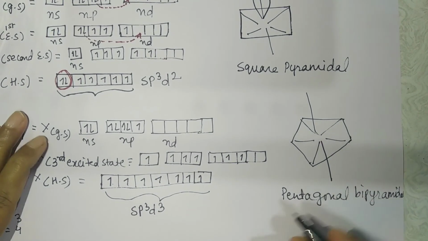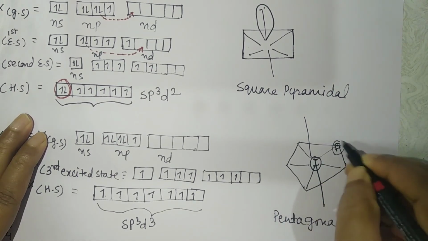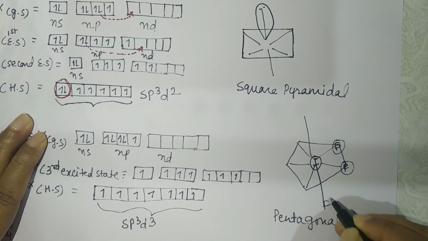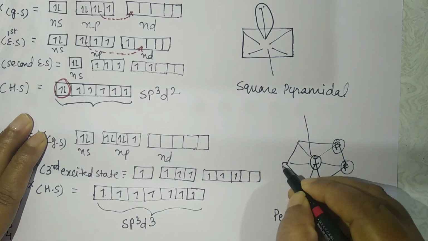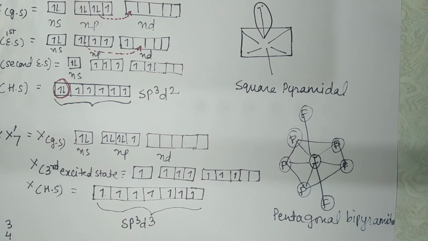If I want it for IF7, then how will I show this? This is your iodine and those are your fluorine atoms. So this is the structure for IF7. So this is all about the interhalogen compounds.